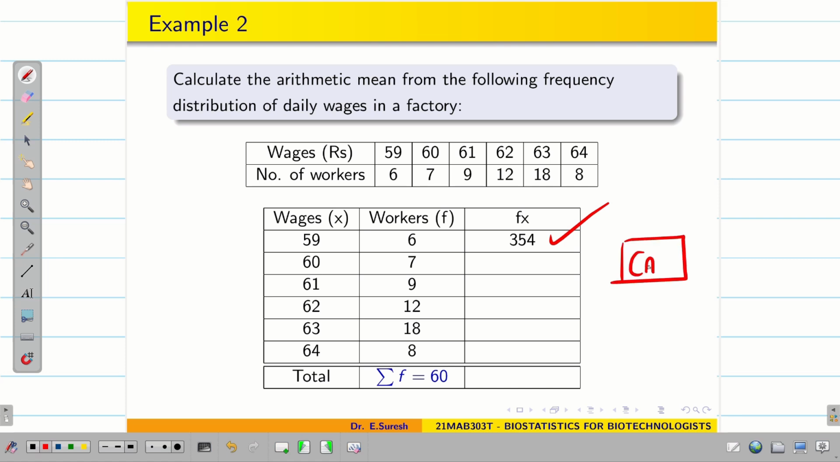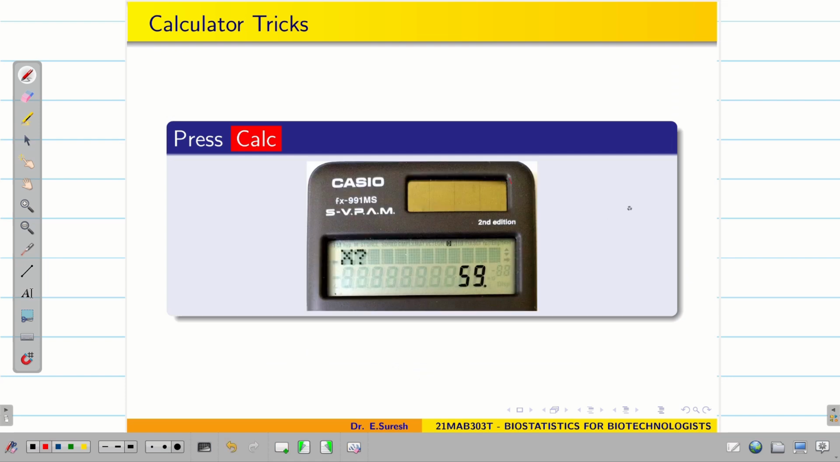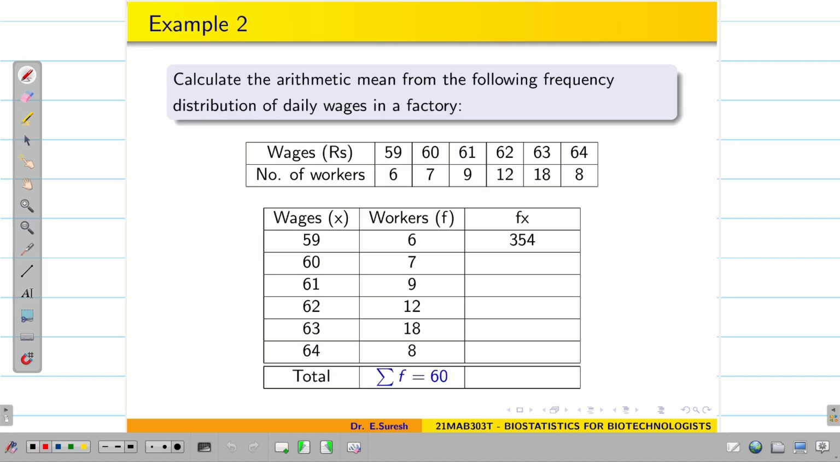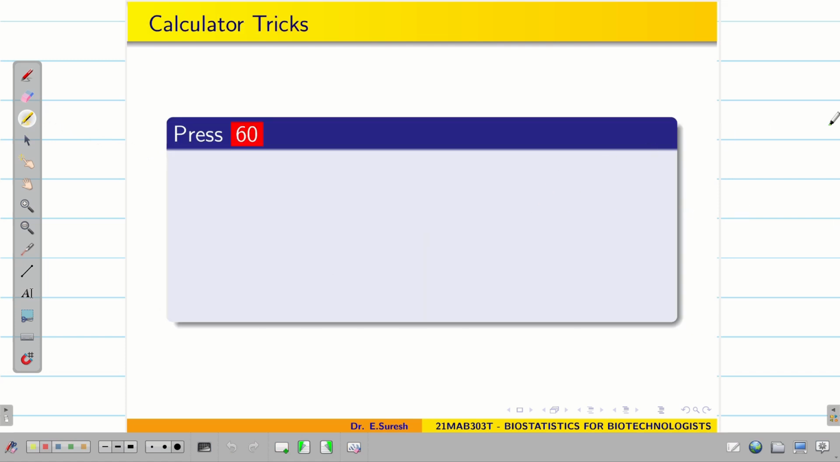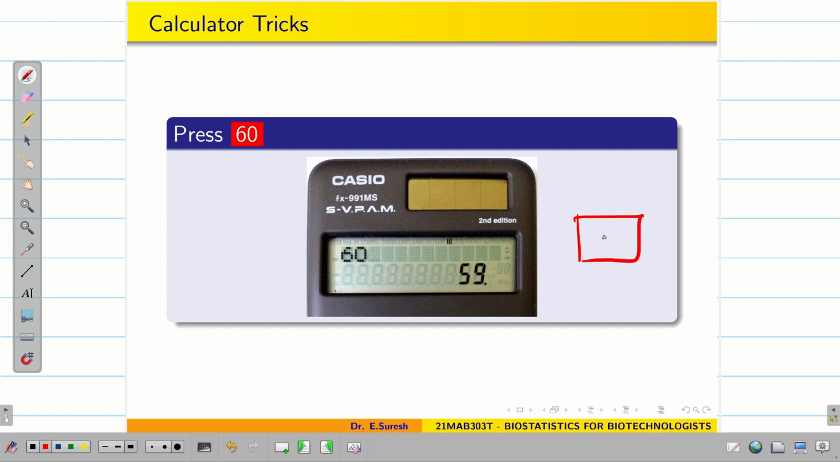Now press the calc button again. It will ask X question mark. You should not get misled by seeing 59. This 59 is the previous value which you entered. Now after pressing the calc button, it is asking for the X value again. Now press the new X value. The next X value is 60. So just press 60 in your calculator and then press the equal to button.